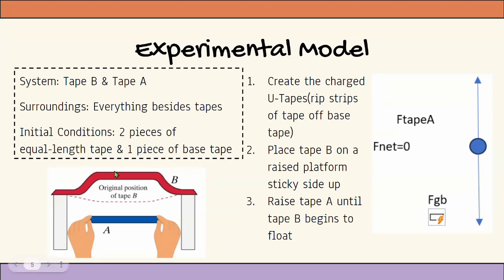These are the raised platforms. This is tape B, and this is tape A. And we can see this is when the tape B begins to float. And this is the interaction between the tapes. So this point is tape B when the net force is equal to 0 when it begins to float. And that's because the electric force of tape A is equal to the force of gravity on tape B.